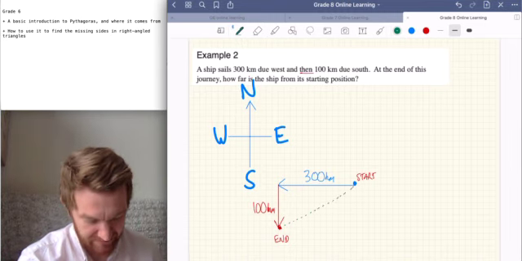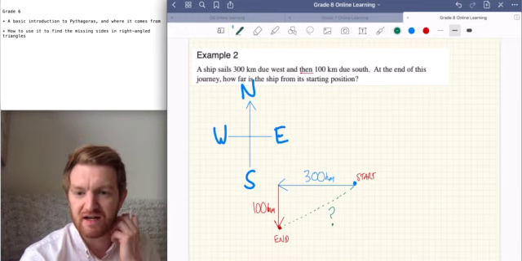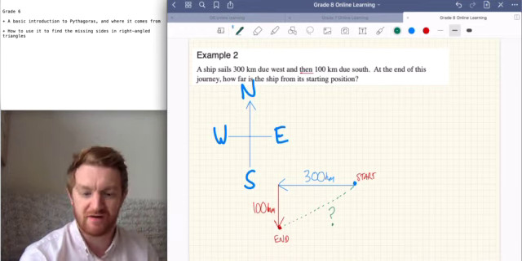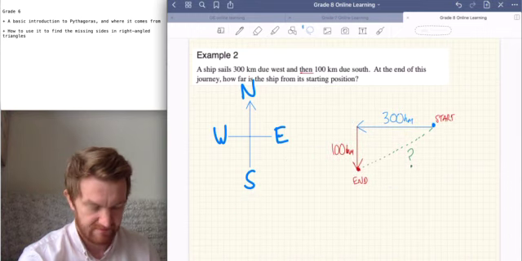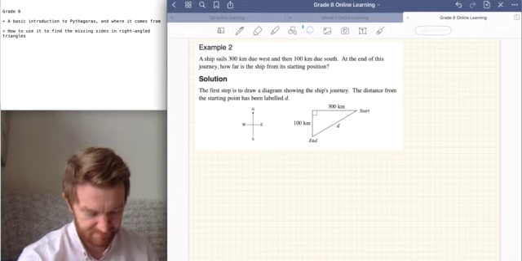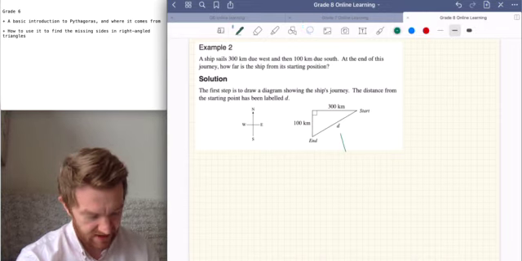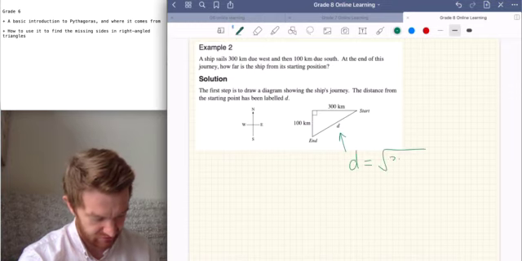It says, how far is the ship from its starting position? So it's asking us, once you've drawn the diagram, hopefully you can see, there's our diagram. It's asking us to find the hypotenuse. And the better diagram would be here. If you're getting a bit more confident, you could maybe just go straight into a substitution. D is equal to the square root of the two shorter sides added together.